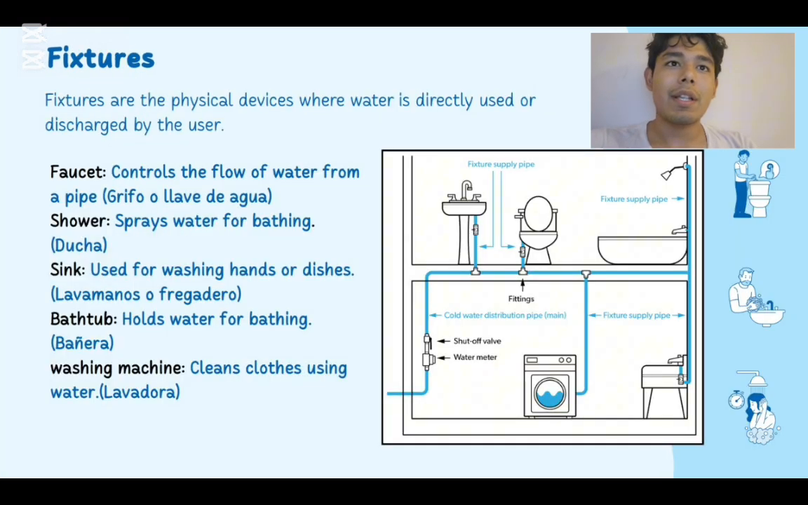And the fixtures are physical devices where the water is directly used or discharged by the user, like for example a faucet, a shower, sink, bathtub, and washing machine. The faucet controls the flow of the water from the pipe, el grifo. Shower sprays water for bathing, la ducha. Sink is used for washing hands or dishes, lavamanos o fregadero. Bathtub holds the water for bathing, la bañera.